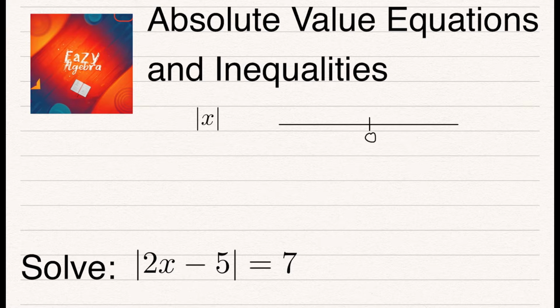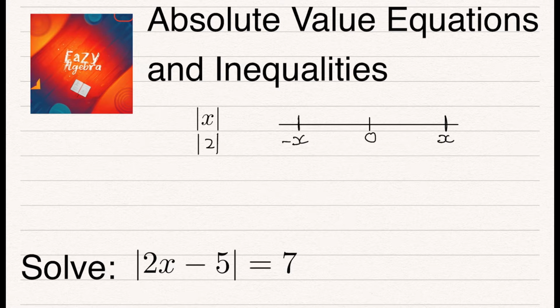So if we have 0, there are two values that have an absolute value of x, and that is x to the right of 0 and negative x to the left of 0. So you always have two values that can be put into an absolute value. So let's look at a numeric example just to give us the concept.